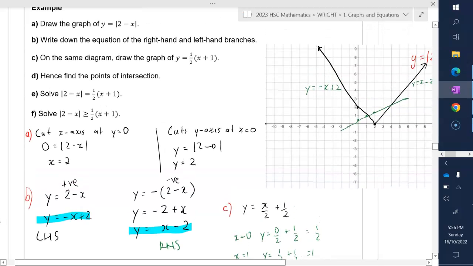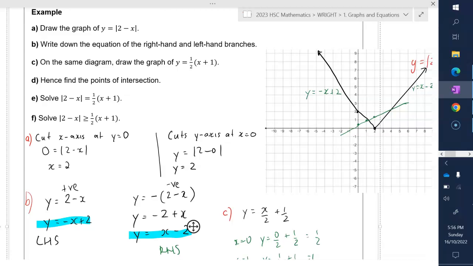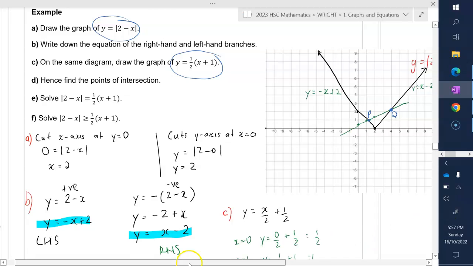Okay, so we've done the first 3. Now we want to find D, the points of intersection. So the points of intersection are the points of intersection between our original function and our new function. And those are going to be one point there, if you have a look in the diagram, and another point here. We can call those P and Q. So there are our points of intersection, P and Q. Okay, so I've got P and Q on there.